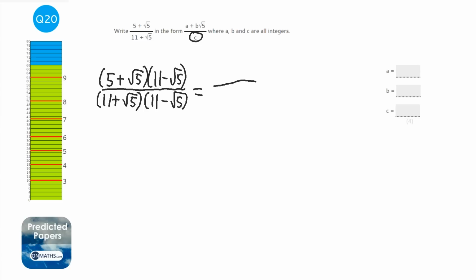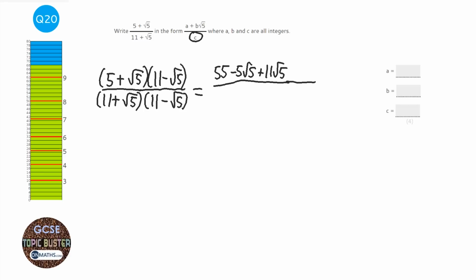So I'm going to do the top first. So I'm going to do 5 times 11, which is 55. I'm going to do 5 times minus root 5, which is minus 5 root 5. I'm going to do 11 times root 5, which is 11 root 5. I'm just going to extend my line a little bit. And root 5 times minus root 5, well, a positive times a negative is a negative. And any surd, when you times it by itself, it just becomes that number. So root 5 times root 5 is just 5.